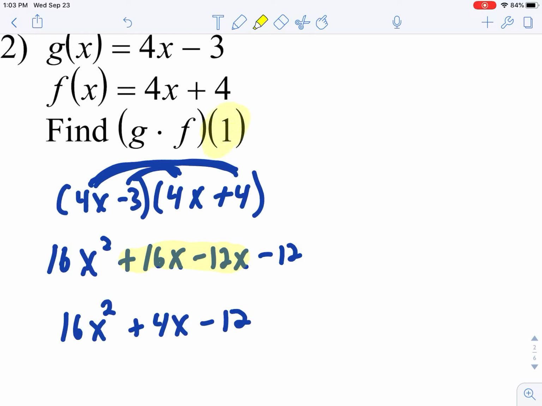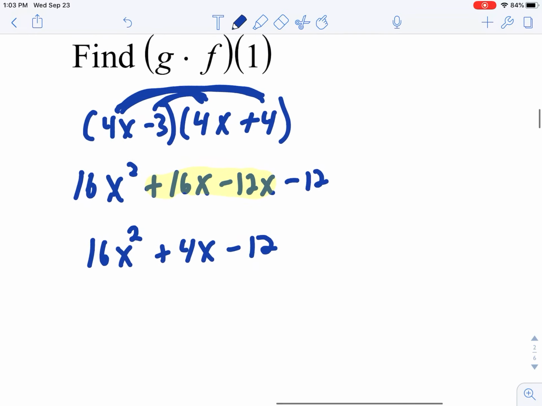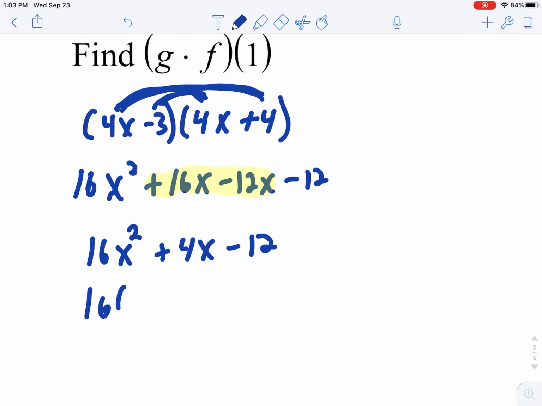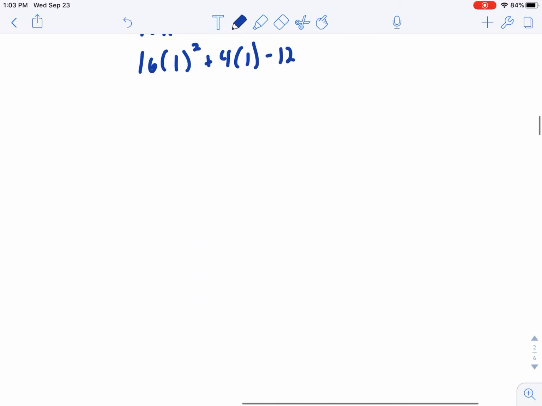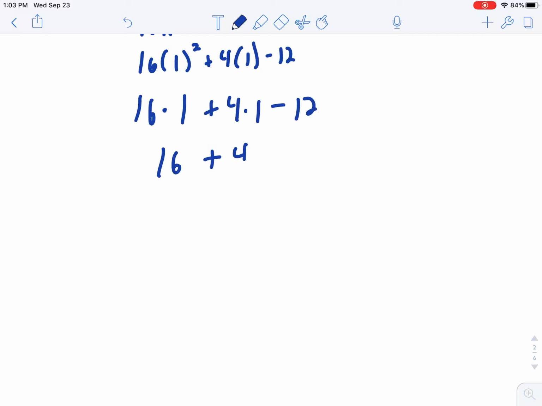Now what about of 1? Let me be clear. This does not mean times 1. It's a different notation, function notation. What it means is you're supposed to take this answer that you just got and plug in a 1 for the x's. Each x gets substituted with a 1. Then you need to work that out. So 16 times 1 squared plus 4 times 1 minus 12. That's 16 plus 4 minus 12. 20 minus 12, which gives you an answer of 8.